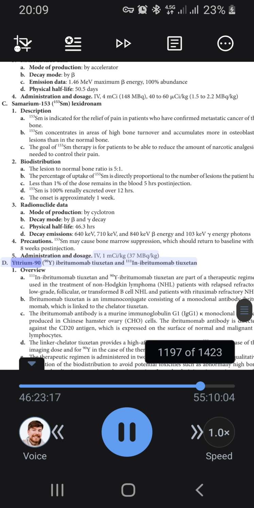Yttrium-90 ibritumomab tiuxetan and indium-111 ibritumomab tiuxetan. 1. Overview. Indium-111 ibritumomab tiuxetan and yttrium-90 ibritumomab tiuxetan are part of a therapeutic regimen used in the treatment of non-Hodgkin lymphoma, NHL, patients with relapsed or refractory, low-grade, follicular, or transformed B-cell NHL and patients with rituximab-refractory NHL.